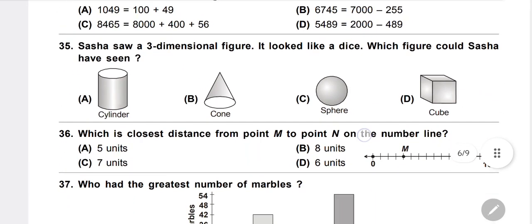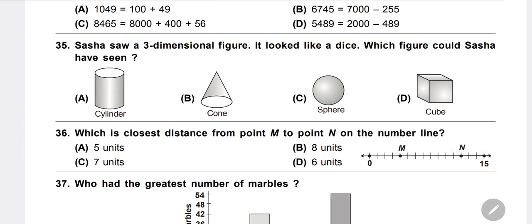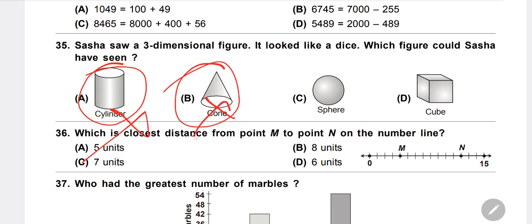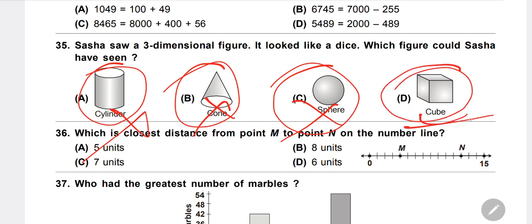Done. Next, Shasha saw a three-dimensional figure. It looks like a dice. So you all imagine the dice. Can you see a dice in such a diagram, such a kind of shape? No. It is never possible. Can a dice be a cone shape? No. Can a dice be a sphere? No. Dice is always in the shape of a cube.